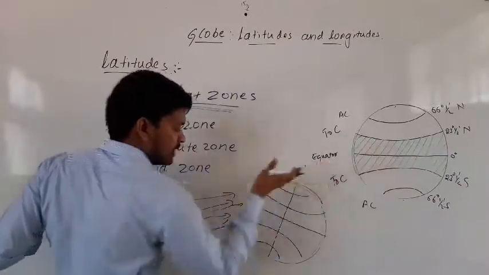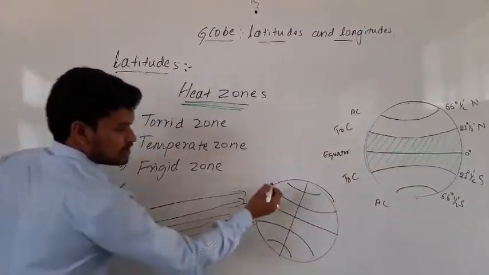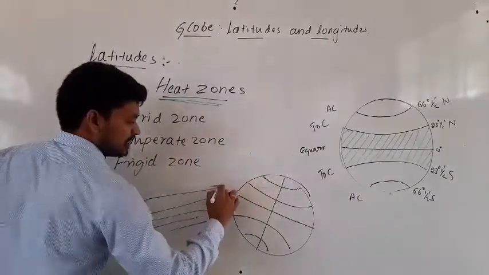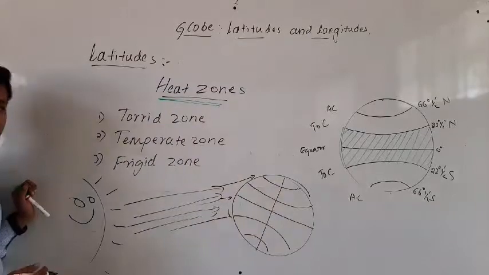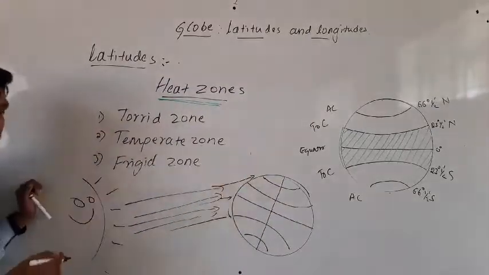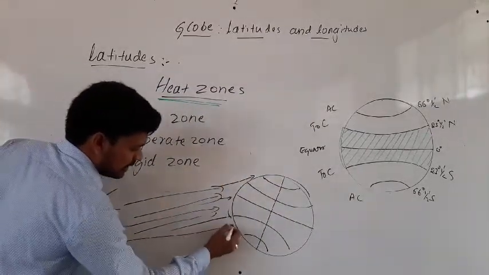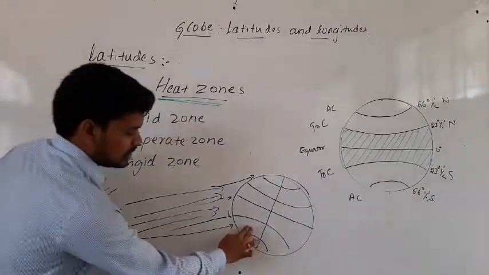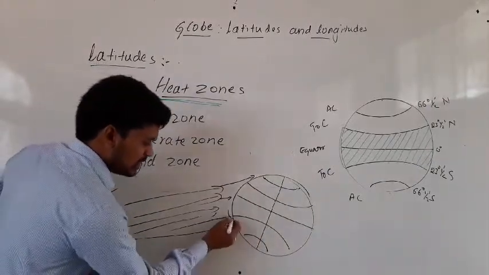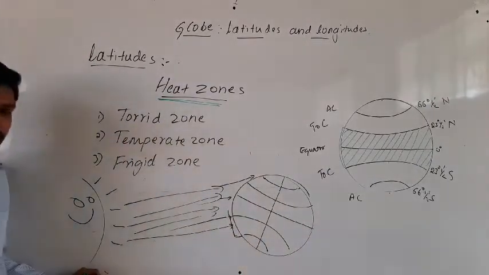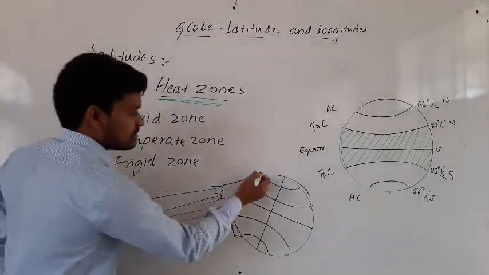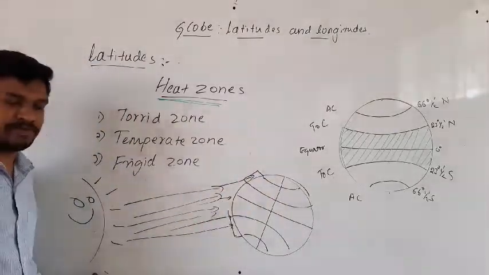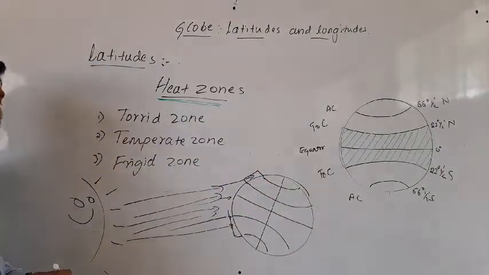For 6 months, this zone receives slant sunlight; they don't receive the sunlight directly. For the other 6 months, this area will receive the sunlight directly. It changes. Now for 6 months this area is receiving high temperature, meaning direct sunlight. This area, the temperate zone, is not receiving direct sunlight for 6 months. After 6 months, it becomes the opposite.